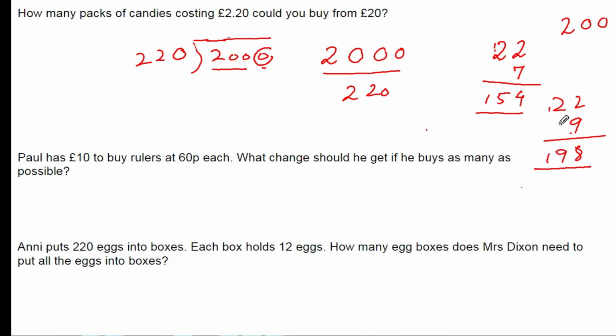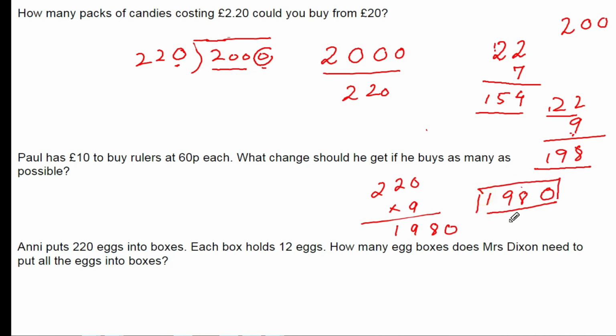Now one more thing I need to tell you over here. I have done 22 times 9, that is 198. But remember, we had a 0 at the end. So it means 220 times 9 will be equals to 1980. You just need to put a 0 at the end and nothing else, right? So 1980 will be my final answer. So 220 times 9 will be equals to 1980.